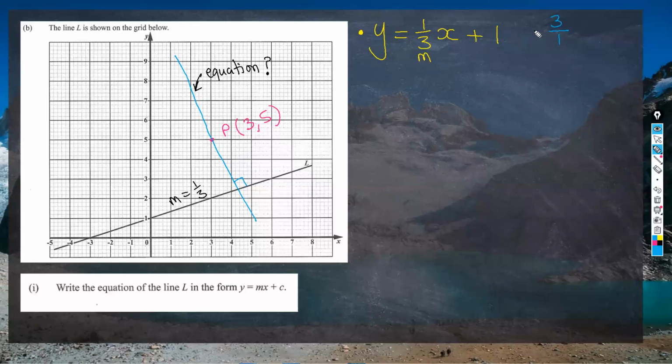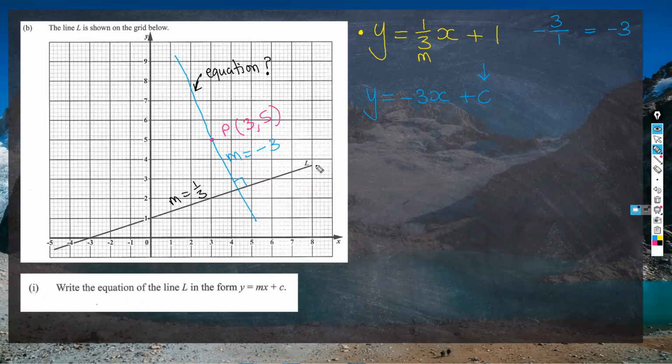And of course, the positive changes to a negative. Well, 3 divided by 1 is 3. So the gradient of the blue line is -3. So this is what we know about the blue line: y is equal to minus 3x plus c, because we know the gradient. We just need to figure out the y-intercept.